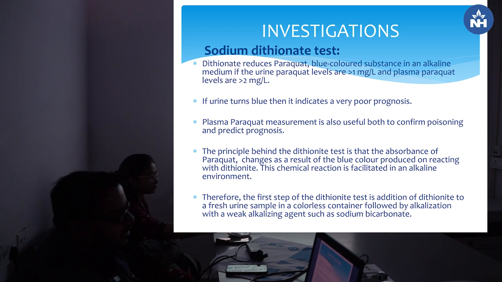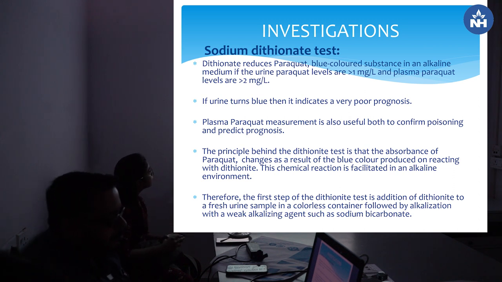Now investigations. The sodium dithionite test. Dithionite reduces the paraquat, a blue colored substance in an alkaline medium, if the urine paraquat levels are more than 1 mg per liter and plasma paraquat levels are more than 2 mg per liter. If the urine turns blue, it indicates a very poor prognosis.